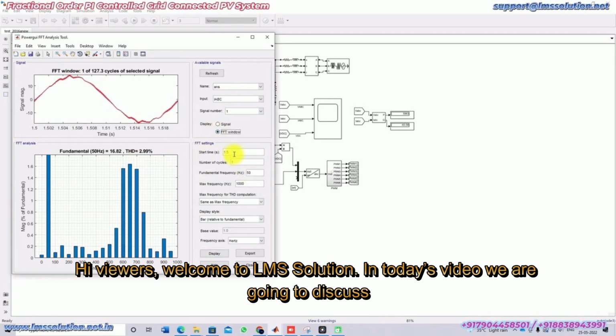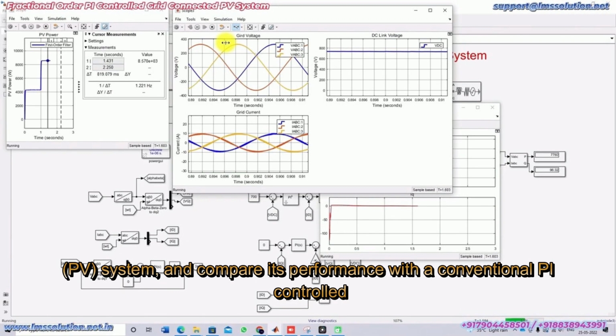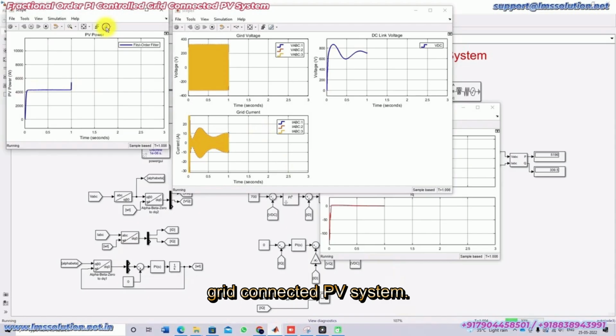In today's video, we are going to discuss the MATLAB simulation of a fractional order PI controlled grid connected photovoltaic (PV) system and compare its performance with a conventional PI controlled grid connected PV system.